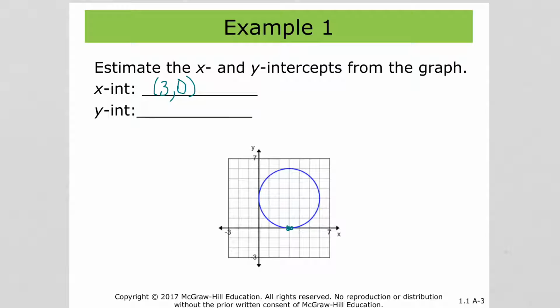And then the y-intercept is where it crosses the y-axis, and that looks like it's at about 3. So we write that as (0, 3), because we are where x is 0 and y is 3.